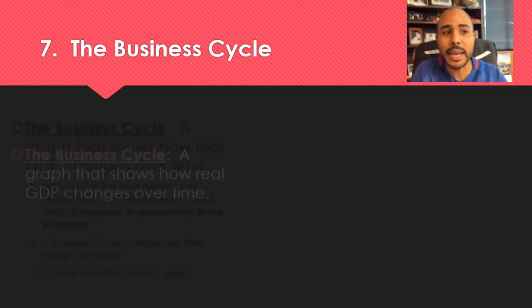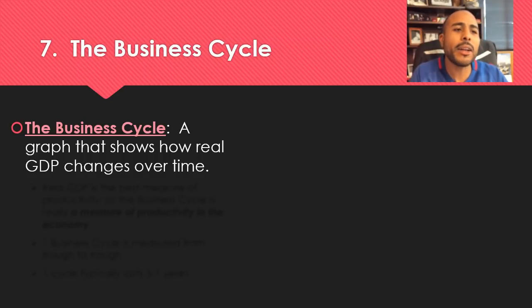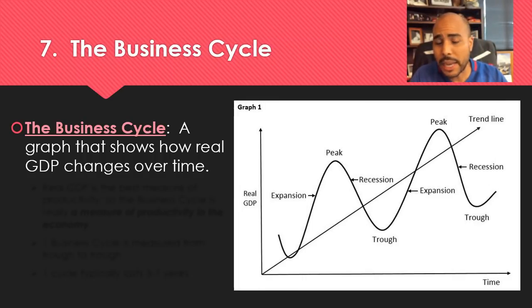All right, now the business cycle. Remember that the business cycle is that graph that shows how real GDP changes over time. It looks like this. Please remember what the business cycle looks like. You know, last year on this test, I had a lot of people drawing the circular flow model when they should be drawing the business cycle. So please make sure you know the difference between those two.